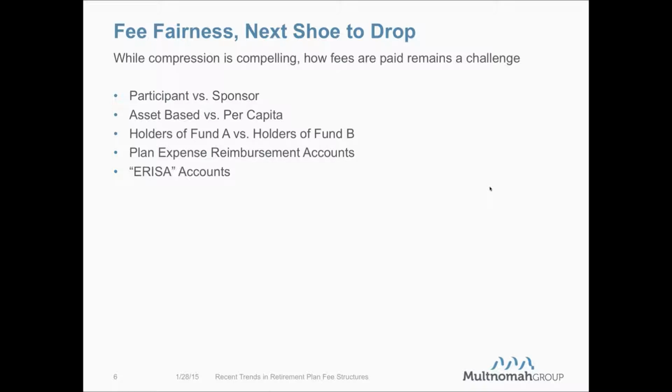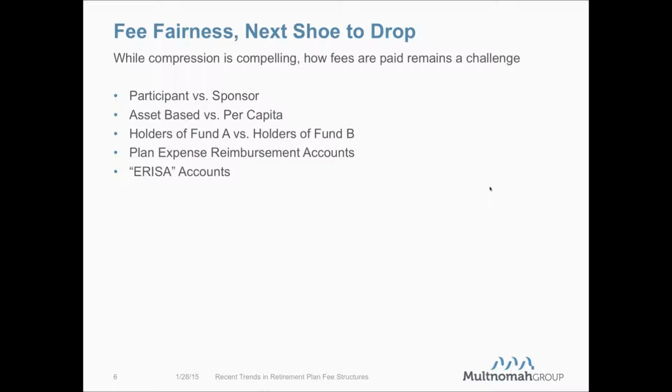If product A has a lot of revenue sharing and product B has no revenue sharing, then product A is really generating the revenue or income for the record keeper, despite the fact that that may be a byproduct of their asset allocation methodology and not their preference to pay expenses for record keeping administration.